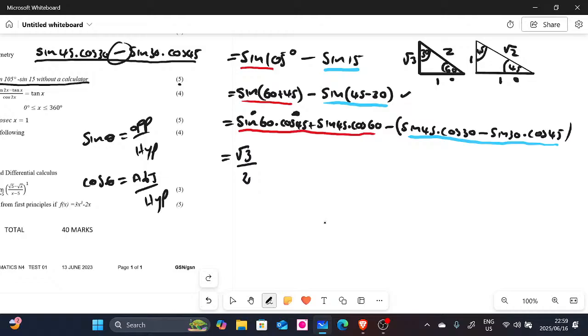So the adjacent is going to be 1, and over the hypotenuse, which is root 2. Remember, we use this triangle there, do not forget. So 1 divided by root 2. Then we say plus. Let me erase these dots here so that we don't get confused. Are we still together, people?